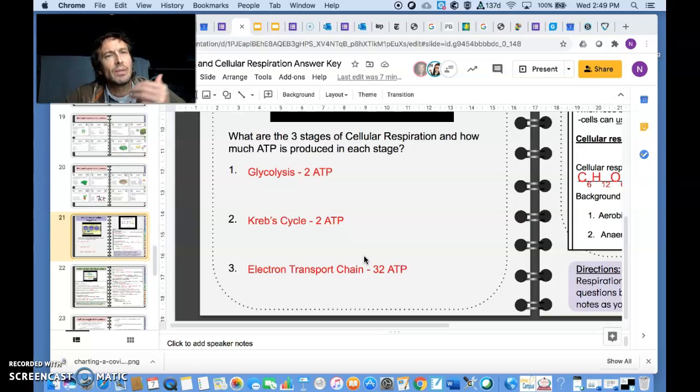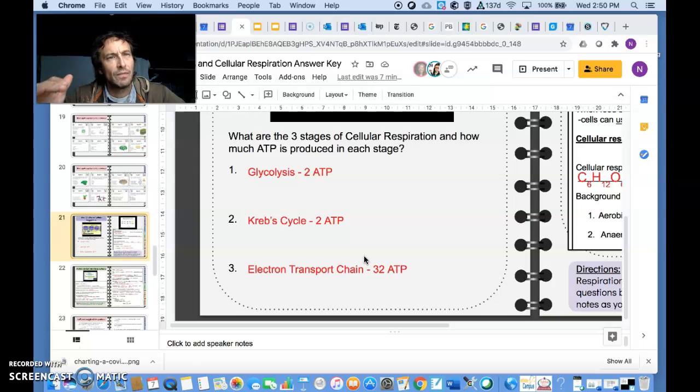And I want you to be thinking about the same kinds of things. Where is it taking place? Remember, structures lead to functions. And what is happening in each of those stages in terms of chemical reactions? What's going into each of the stages, what's coming out of each of the stages.